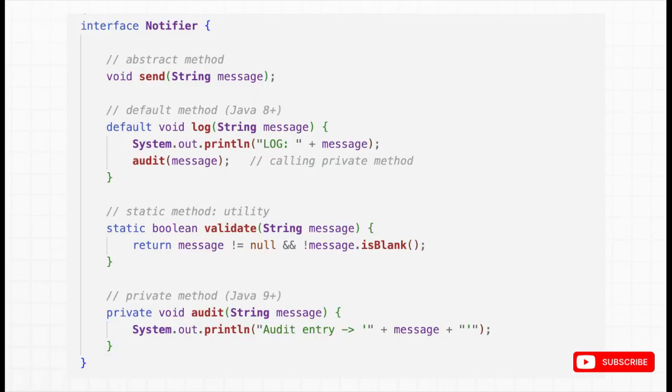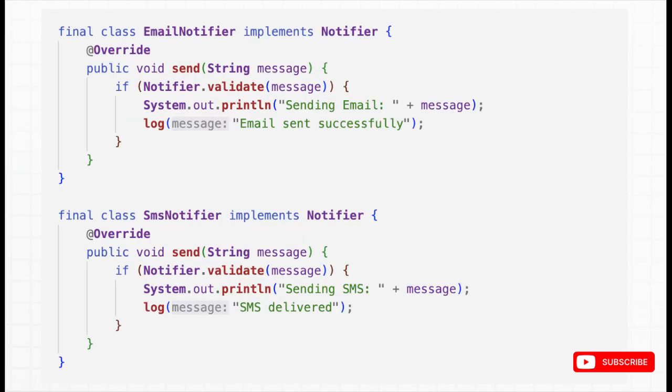Take a look at this notifier interface. Of course, it forces any class that uses it to define its own send method. But look what it gives you for free. It provides a reusable log method, a handy validate utility, and even a private audit method. Any class gets all this awesome reusable functionality just by saying it implements this interface.